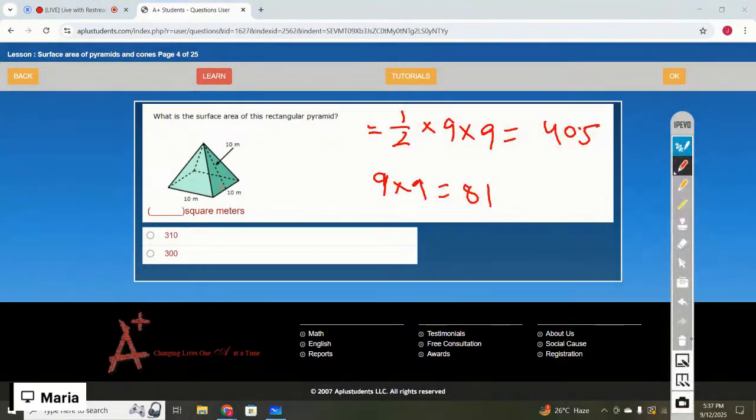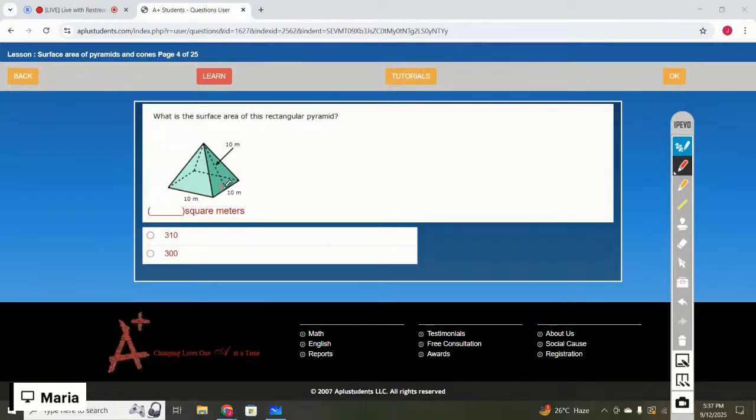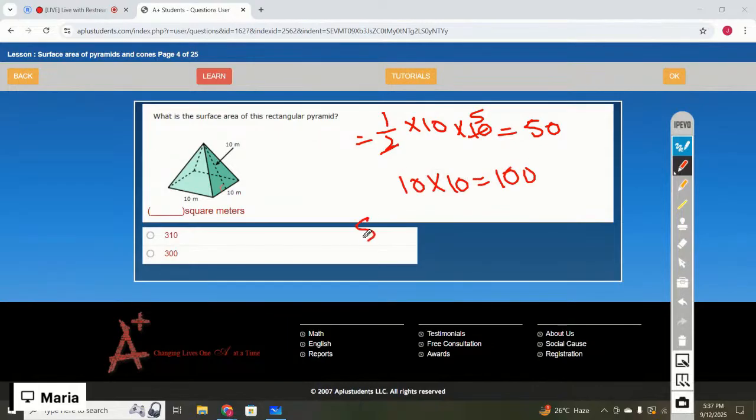What is the surface area of the rectangular pyramid? So the pyramid has four faces that are rectangular. Let's just calculate their areas. They all have exactly the same area, right? And then the base has the area that is 10 times 10, that is 100. So the five faces have area 50 plus 50 plus 50 plus 50 plus 100. The correct option is 300. Option number 3 is the correct option.